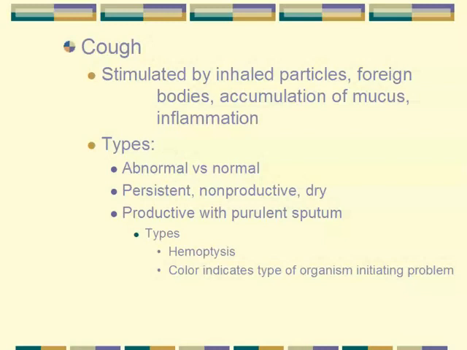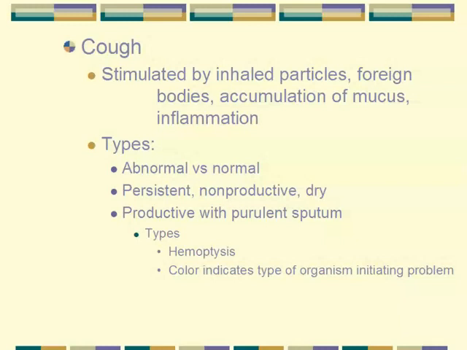There are different types of cough though. You've got abnormal versus normal. A persistent, non-productive dry cough is abnormal. It can be due to a tumor, congestion, bronchitis, or pneumonia. If it's productive, it means you have an infection, particularly if it's with purulent sputum. If it's productive and not purulent, just clear or light yellow, you probably have too much fluid on board. If it's green, it's Pseudomonas, because the color will indicate the type of organism that initiates the problem.